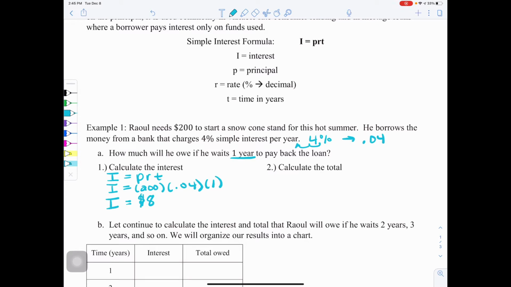Now that's just the interest after 1 year. If he borrows $200, he would have to pay the $200 back plus any interest. So to calculate the total, you're going to take the principal amount of $200 and add the interest to it for a total of $208.